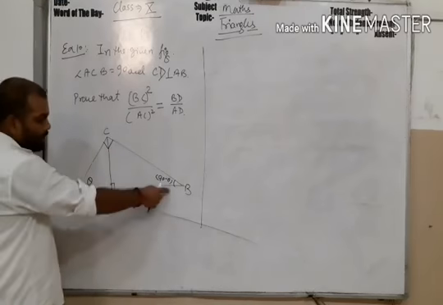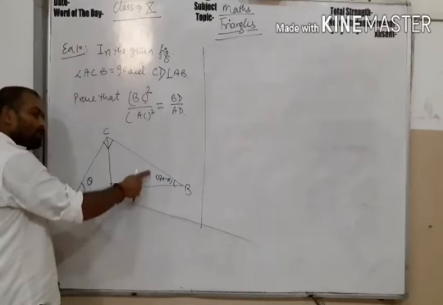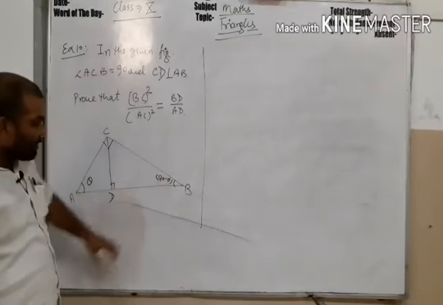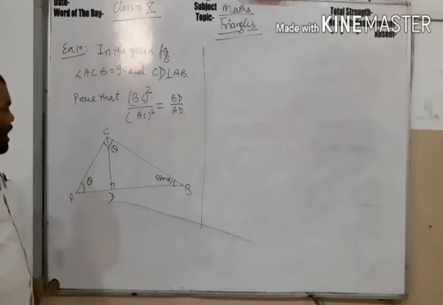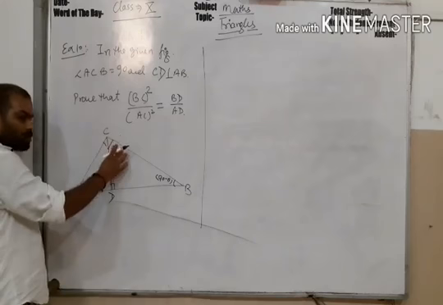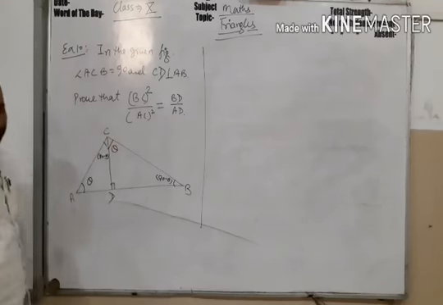Again here, if you compare in this triangle, this angle is 90. So sum of these two angles should be 90. Out of these two angles, this is 90 minus theta, means this angle is theta. And this whole angle is 90 degree. Out of this, this angle is theta, so this angle is 90 minus theta.